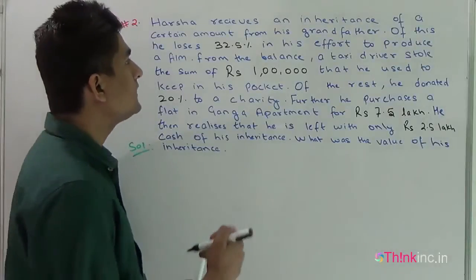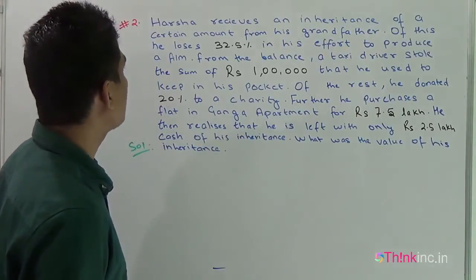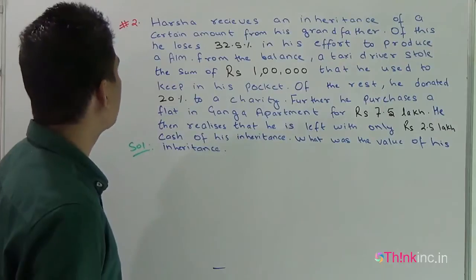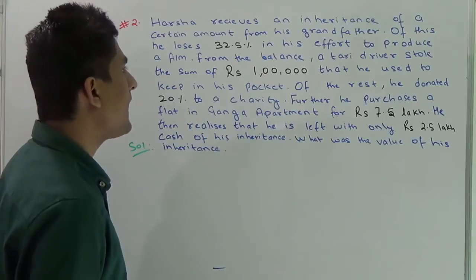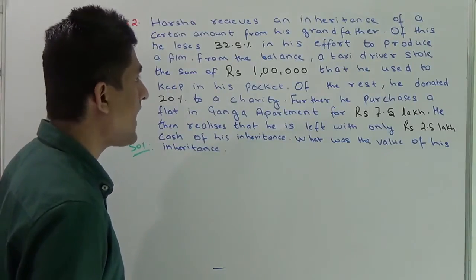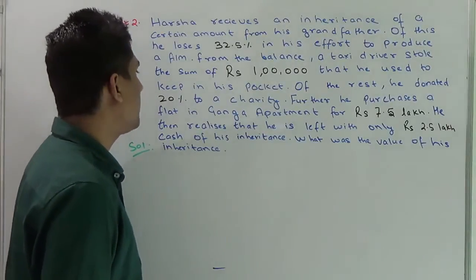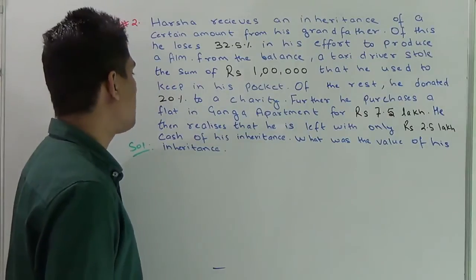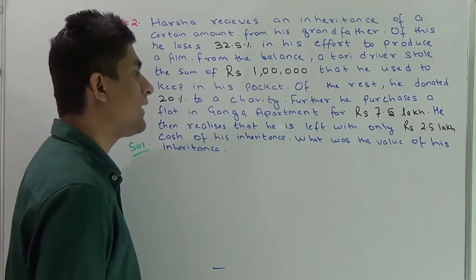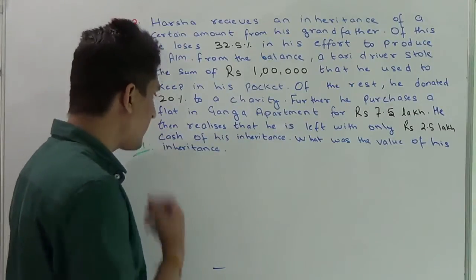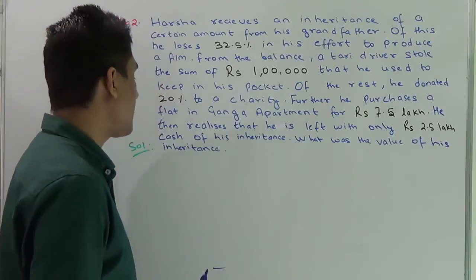If this question appears in an exam, it will look like this. I am reading it out. Harsha receives an inheritance of a certain amount from his grandfather. Of this, he loses 32.5% in his effort to produce a film. From the balance, a taxi driver stole the sum of rupees 1 lakh that he used to keep in his pocket. Of the rest, he donated 20% to a charity. Further, he purchases a flat in a Ganga apartment for rupees 7.5 lakh. He then realizes that he is left with only rupees 2.5 lakh cash of his inheritance. We have to find the value of his inheritance.